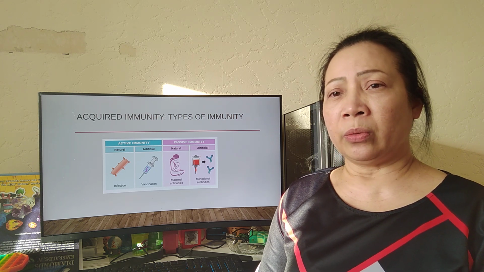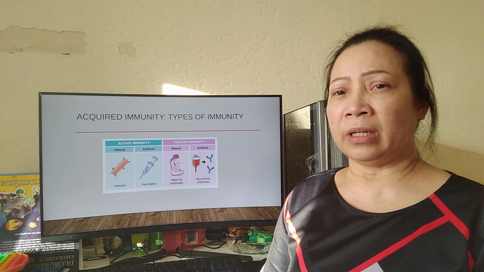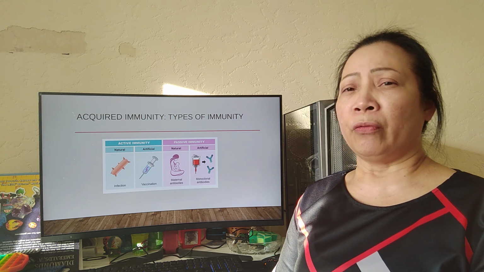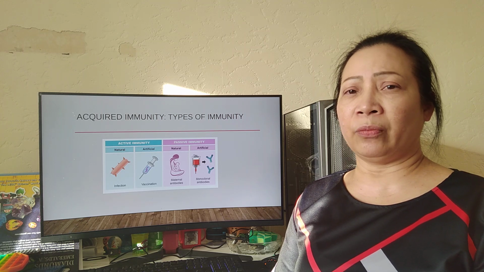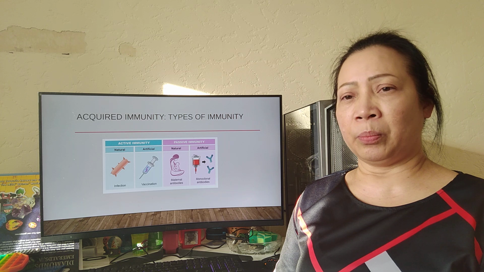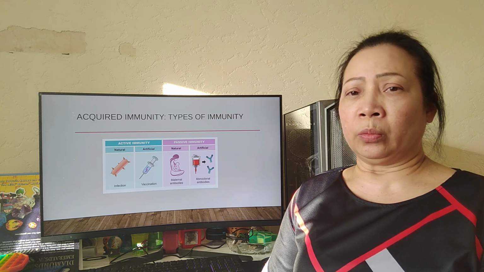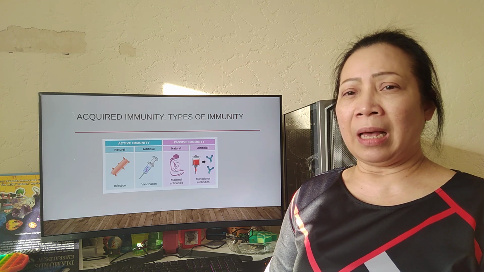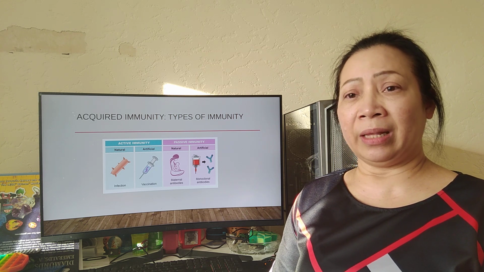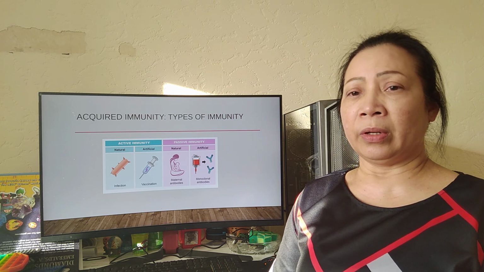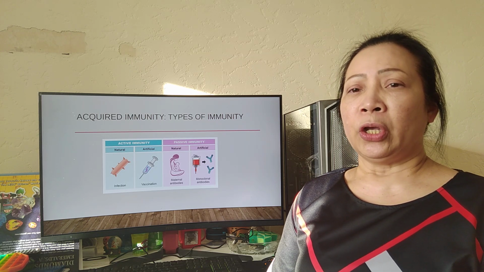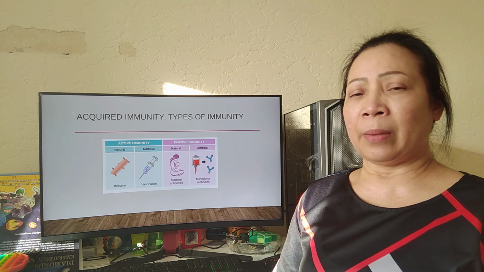So, how do we create or acquire this immunological memory? There are 4 different options. First, you can divide these 4 different ways into 2 types, active and passive. If we look at the active processes for developing immunological memory, that means you yourself create the immunological memory. That means you make the antibodies against the pathogen.